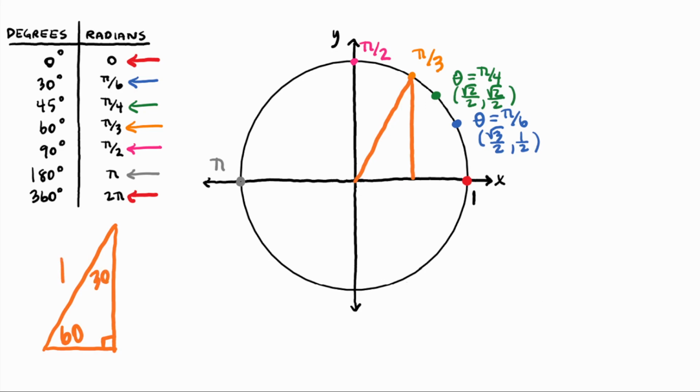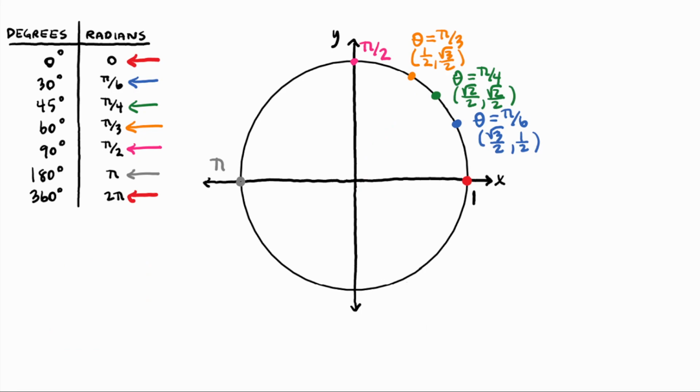Okay, so again, the hypotenuse is 1. The short leg on a 30, 60, 90 is half the length of the hypotenuse, so that's a half. And the longer leg is the shorter leg multiplied by the square root of 3, so this one's going to be root 3 over 2. So I can see that on this triangle, the height is root 3 over 2, the width is 1/2, so the x-coordinate of the point in orange is going to be 1/2, and the y-coordinate would be root 3 over 2.